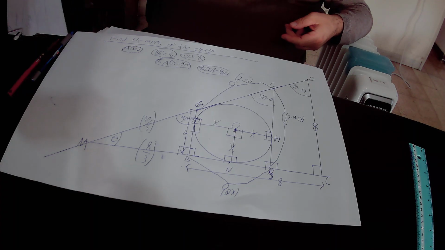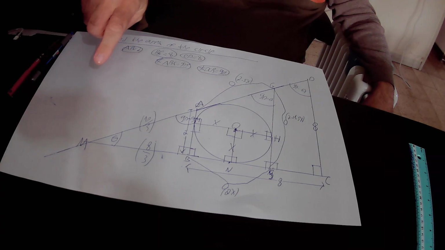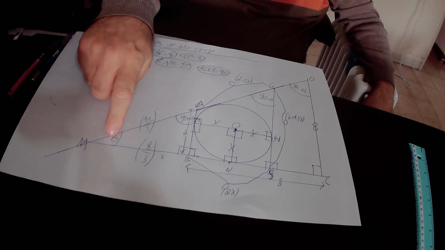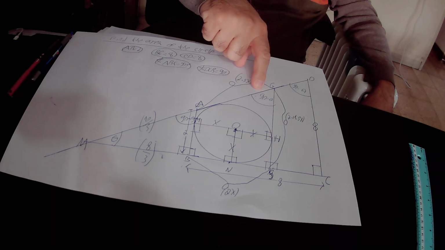Then we focused on triangle GSM. In triangle GSM, this angle equals theta, this angle equals 90 degrees, therefore the missing angle must be equal to 90 degrees minus theta, as I already explained before.